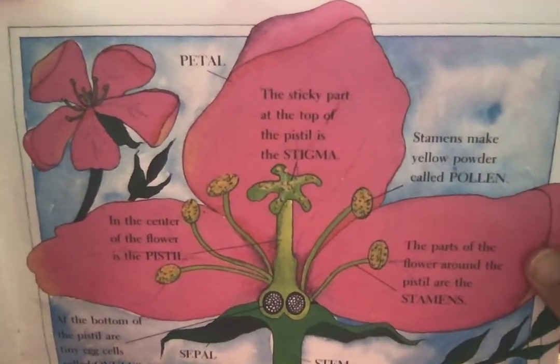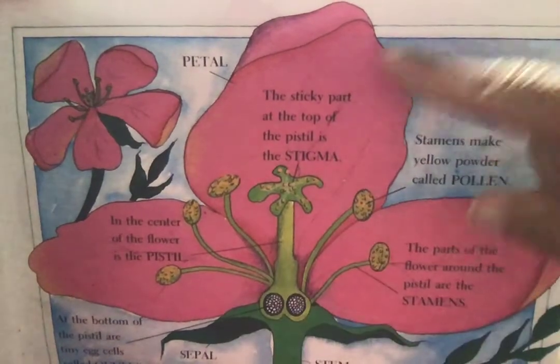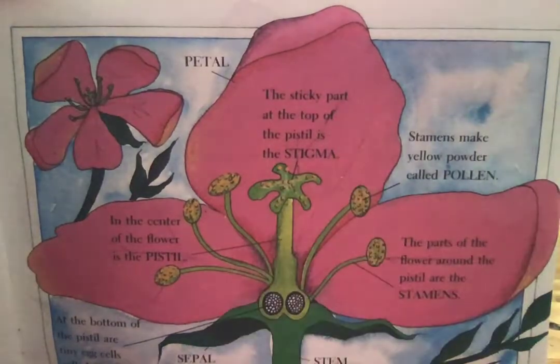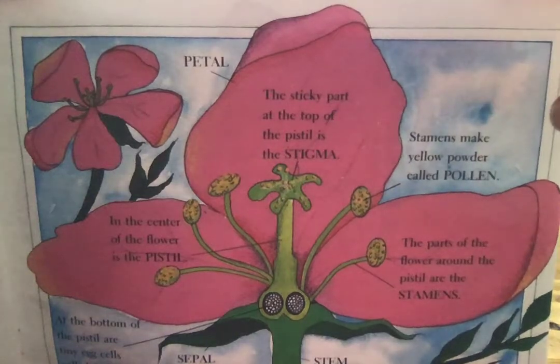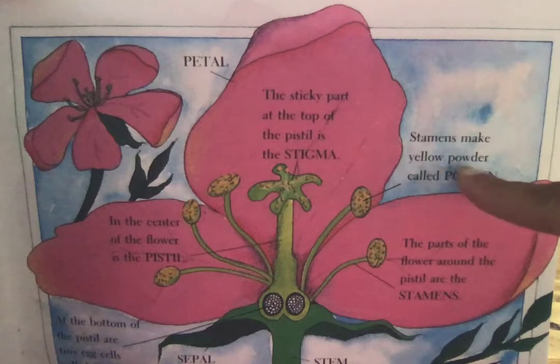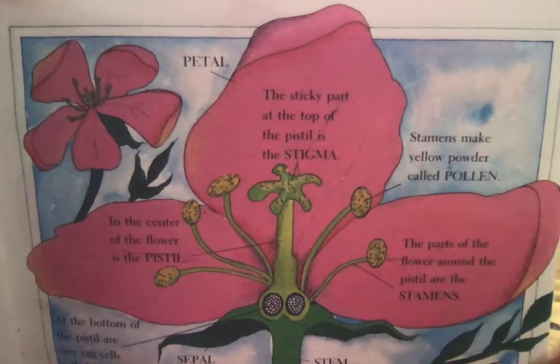The sticky part at the top of the pistil is the stigma. So a flower is made up of many parts, just like your body is made up of many parts. You have your hand, and you have your head and your legs. So does a flower. It has all different parts that have different functions. Stamens make yellow powder called pollen. We know about that. That reminds me of our bee story.